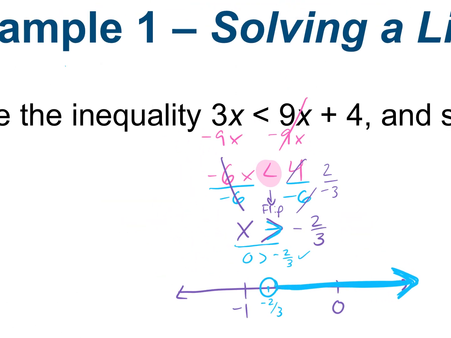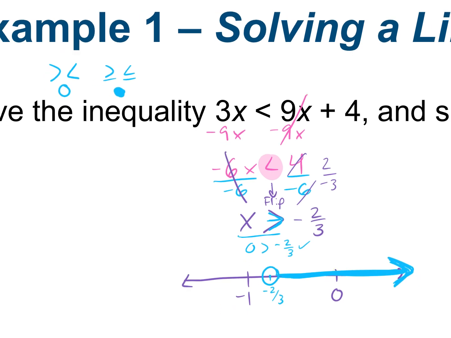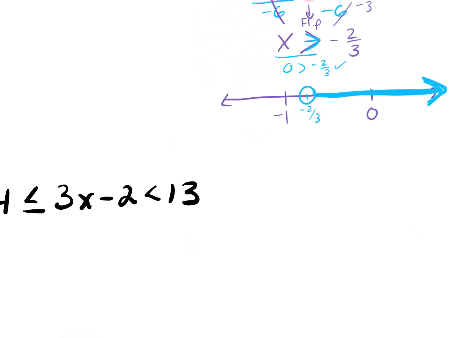Also, just to make note, if it's greater than or less than, we have an open circle. If it's greater than or equal to or less than or equal to, we put a closed circle at that dot, at the point. So this one was just greater than, so it's an open circle.